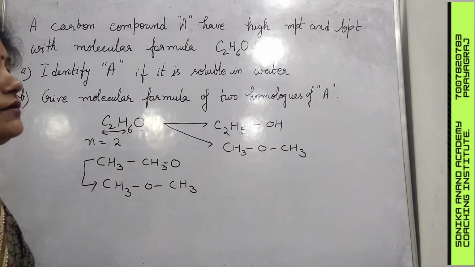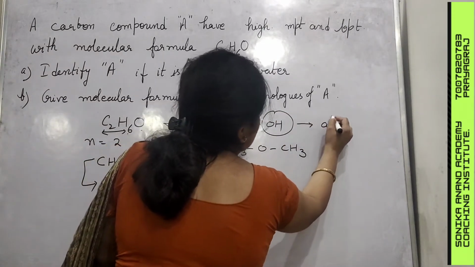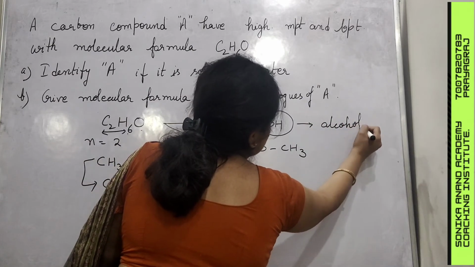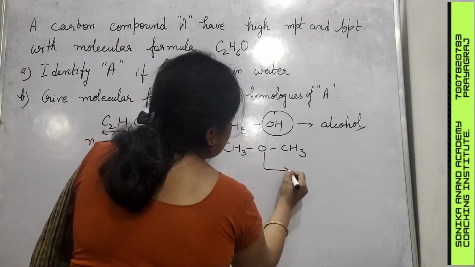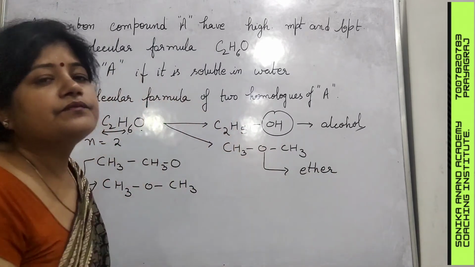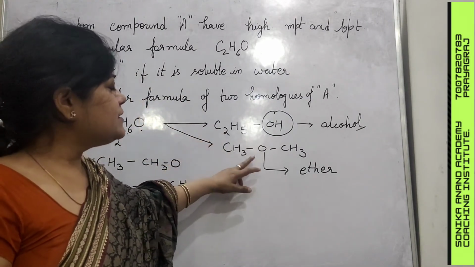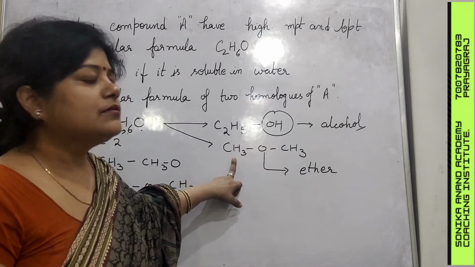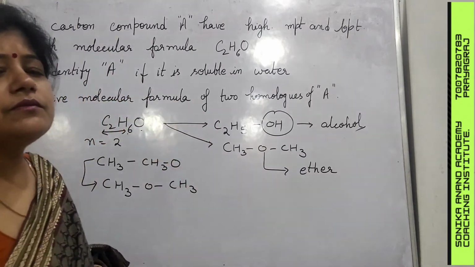Now listen over here, any compound which has OH over here is an alcohol. It has the functional group alcohol. And here when the oxygen is in the middle, it becomes an ether. Okay. Now this is C2, so it is ethanol, and this is ether, so it is methoxy methane. So in this way, these are the two compounds.